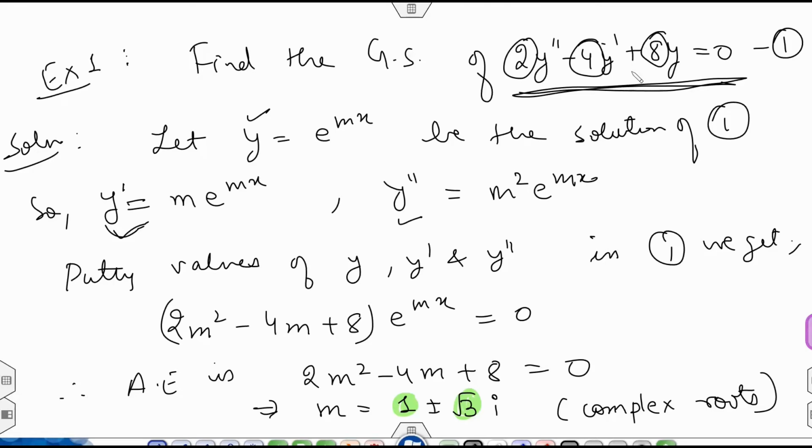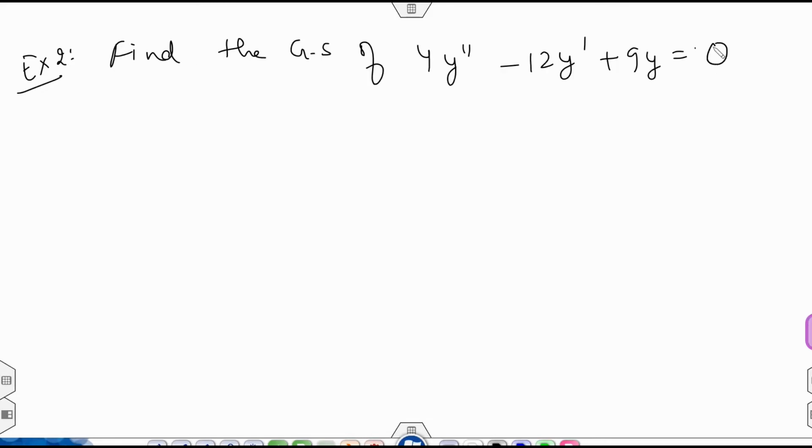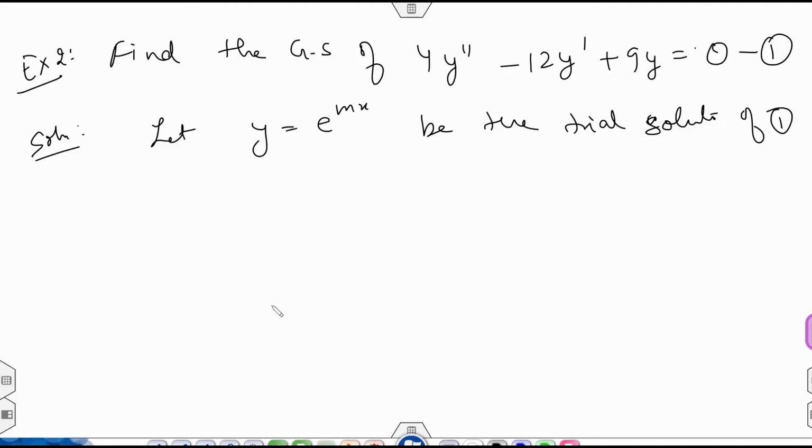Now let us do another example. I'll write down the question: find the general solution of this differential equation. I'll again call it equation number 1. How will you solve it? Again, let y equal to e to the power mx be the trial solution of 1. Now calculate y dash and y double dash and put in their values.